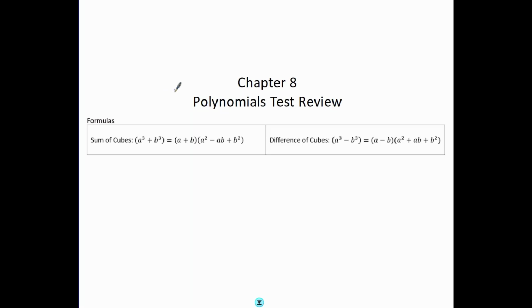Alright everyone, today we're going to go over the Chapter 8 Polynomials Test review. You are going to be given these two formulas for the sum of cubes and the difference of cubes, and then you will be able to use your notes in some cases for those regular classes.